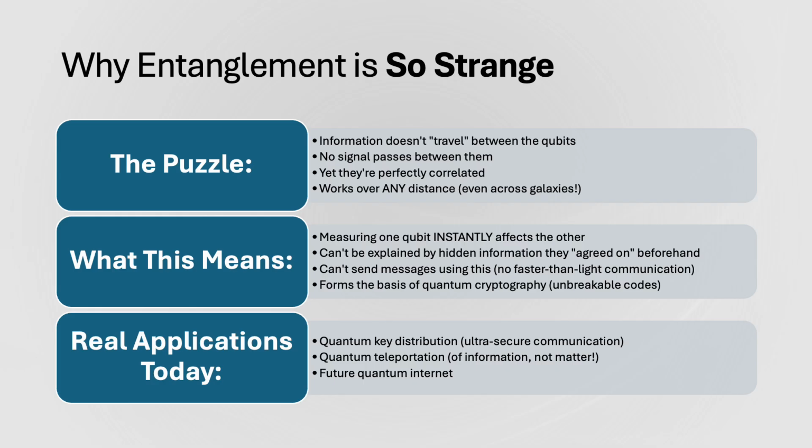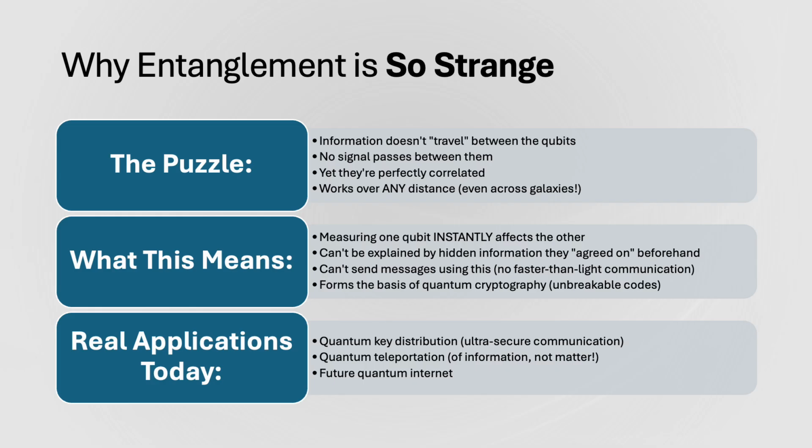This has been tested by physicists over and over, including experiments that rule out any possible hidden information the particles might have agreed upon beforehand. Despite being strange, entanglement has incredible practical applications that are being used today. Quantum key distribution, or QKD, uses entanglement to create encryption keys that are provably secure. Any eavesdropper trying to intercept the key would disturb the entanglement and be detected immediately.